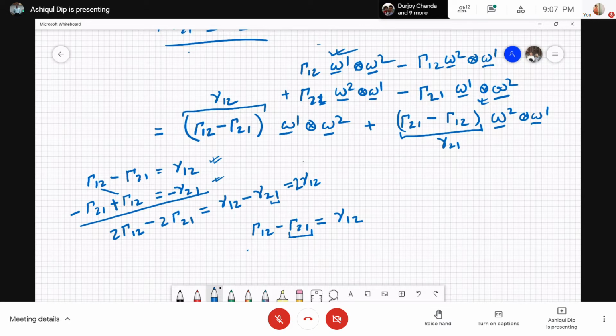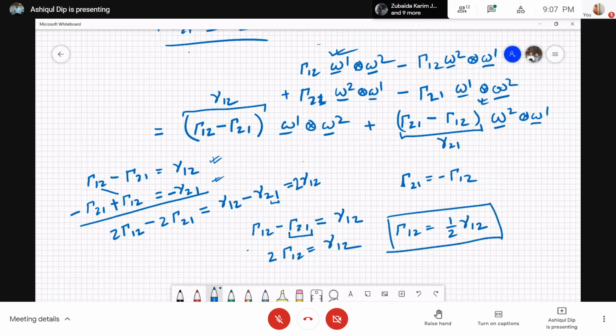So we can demand the same antisymmetry, because it's a completely antisymmetric object. The same antisymmetry relation happens for big gamma as well. So if we demand big gamma 2 1 to be negative big gamma 1 2, then what do we get? We get twice gamma 1 2 equals to gamma 1 2, like that. So that gives us big gamma 1 2 equals to half of small gamma 1 2. This is the relation actually we have been seeking. This holds for any other components.